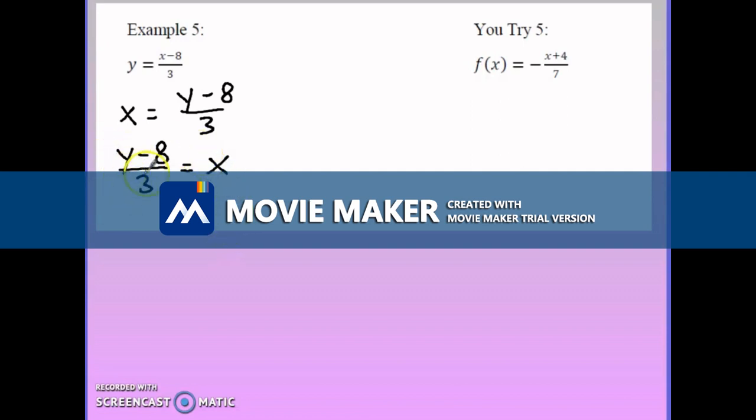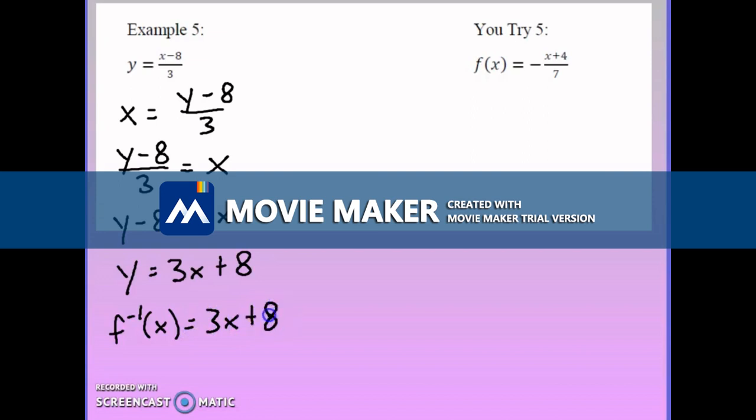And now you're going to get rid of the denominator first. And the way to get rid of the denominator would be to multiply it to the other side. So the 3 in the denominator will become 3 in the numerator over there. So it'll be y minus 8 equals 3x. And then get rid of that minus 8 by adding it to the other side. Y equals 3x plus 8. Or the inverse function would be 3x plus 8.